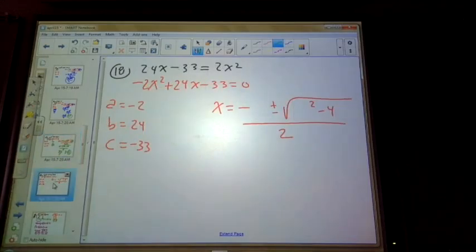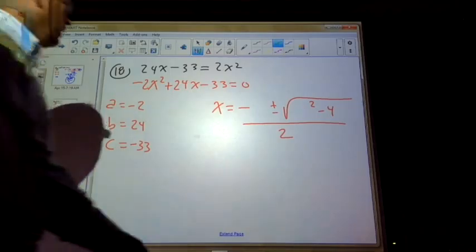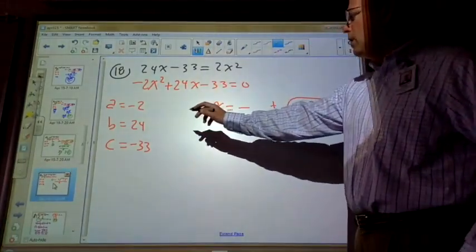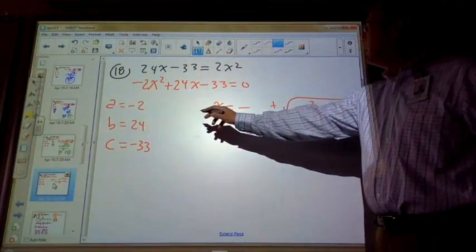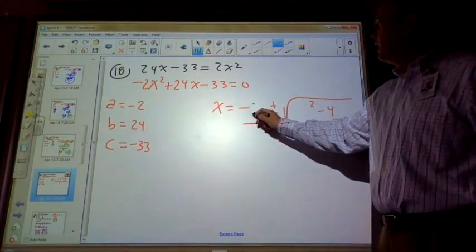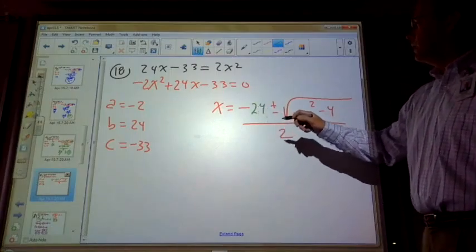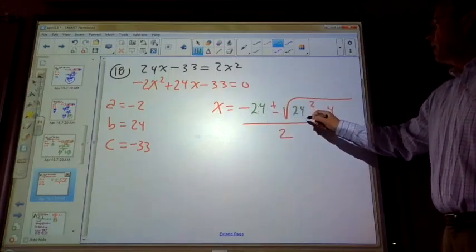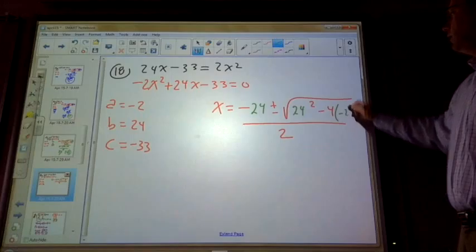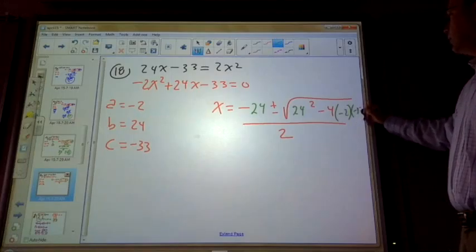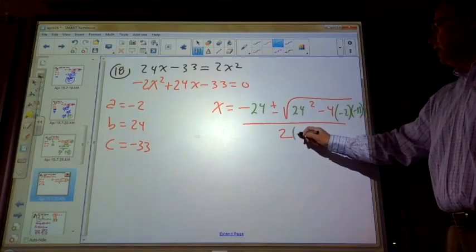I need to move the 2x squared over, so it becomes -2x squared. So my A value is -2, my B value is 24, my C value is -33. If you have a calculator, get it out, please, because it's going to be bigger. I have the 24 I'm going to plug in. Notice the negatives go there. Then I get 24 squared, negative 2, and then negative 33, all over 2a.